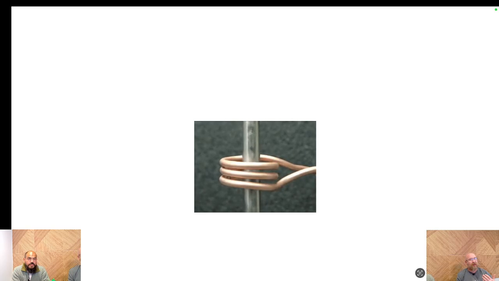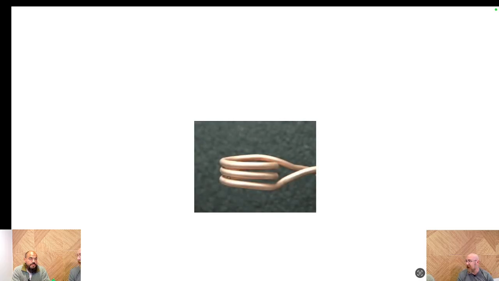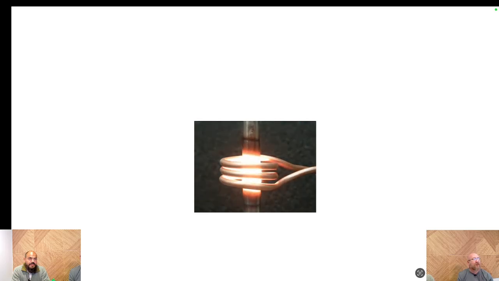You may have heard of induction cooktops for your kitchen. Yep. That's what it's doing. That's why you need a metal pan on it. It won't feel hot to touch. No. It will only feel hot when you put something metal on it. It's inducing heat in there. Yeah, those are actually pretty cool.